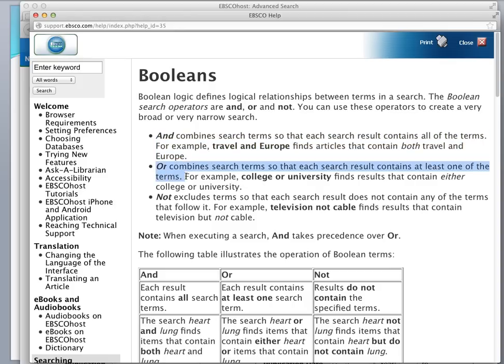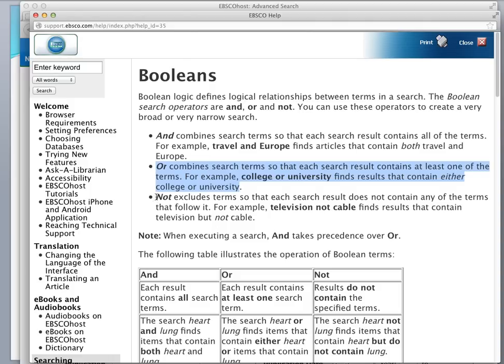A lot of precision. Now OR, a lot of recall. OR combines search terms so that each search result contains at least one of the terms. For example, college OR university finds results that contain either college or university.